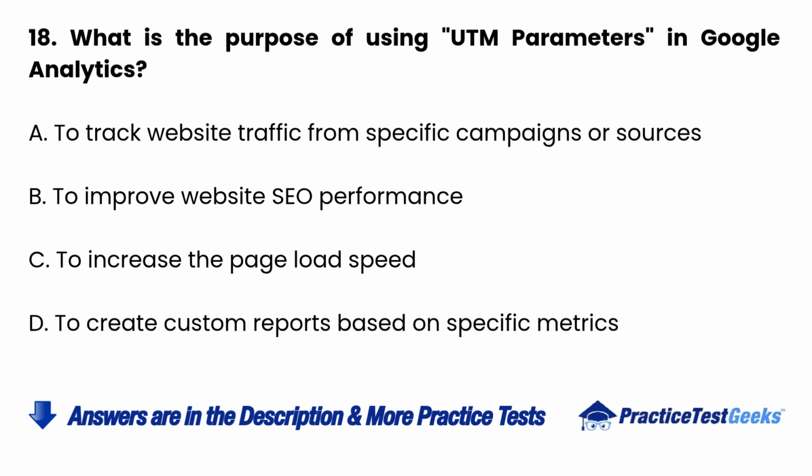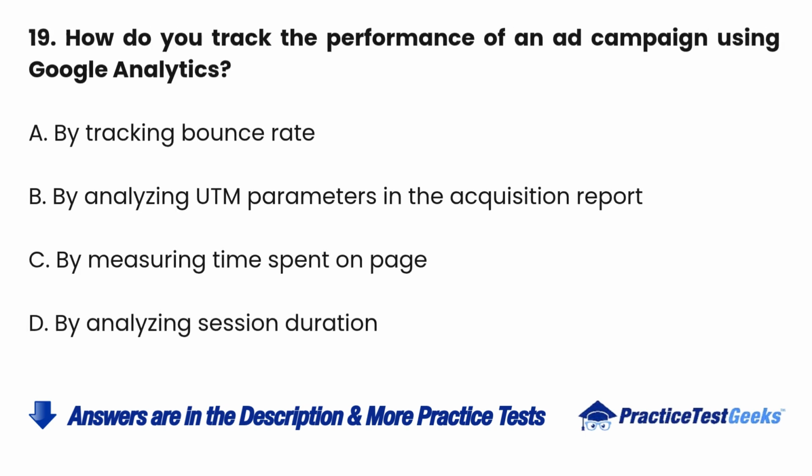18. What is the purpose of using UTM parameters in Google Analytics? A. To track website traffic from specific campaigns or sources. B. To improve website SEO performance. C. To increase the page load speed. D. To create custom reports based on specific metrics.